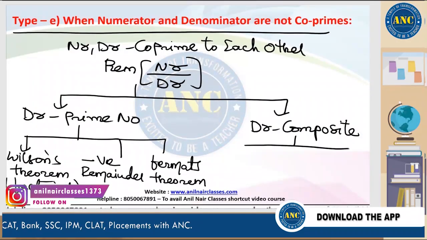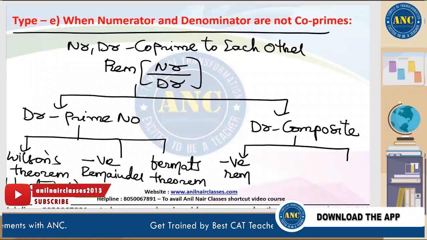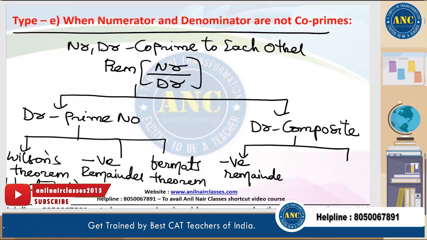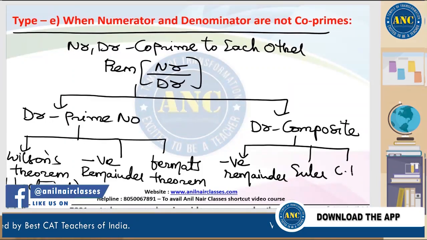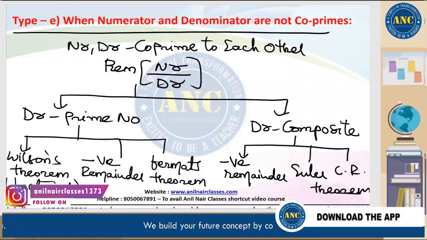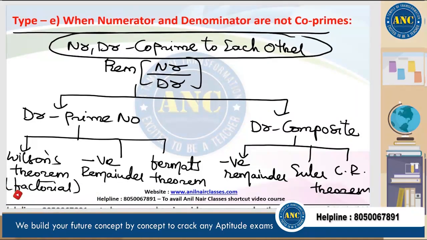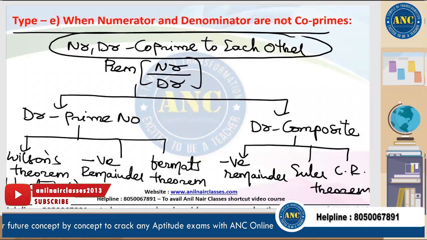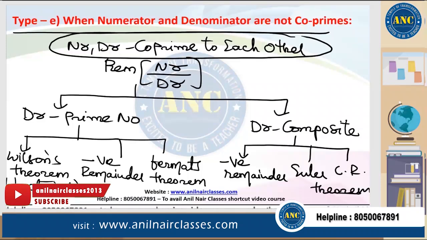If the denominator is a composite number, you can use a negative remainder, you can use Euler, or you can use the Chinese remainder theorem. Whenever the numerator and denominator are co-prime to each other, these are the various kinds of remainder based approaches you can use. What if they are not co-prime to each other? We'll discuss it in type A.